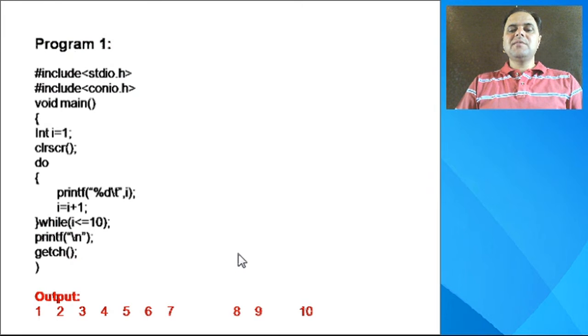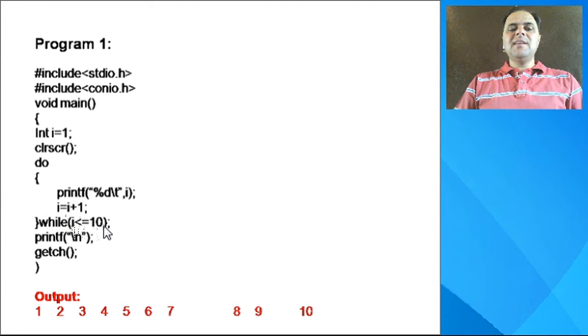So let's discuss some programs. In the first program, I have included two header files: stdio.h and conio.h, void main. I have initialized the integer variable i with 1. So do, it will first print the value of i, that is 1. It will print 1 here, then i is incremented, i becomes 2.